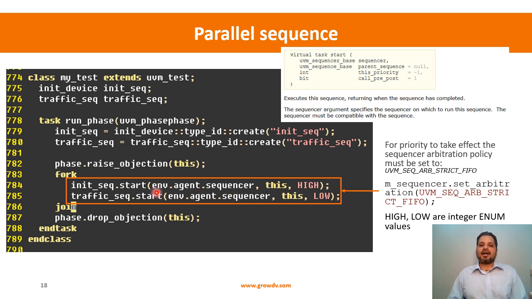So that's why I said that I can either call env.agent.sequencer.set arbitration to this UVM sequence arb strict FIFO over here on line 781, or I can do it within the init sequence using the m sequencer handle.